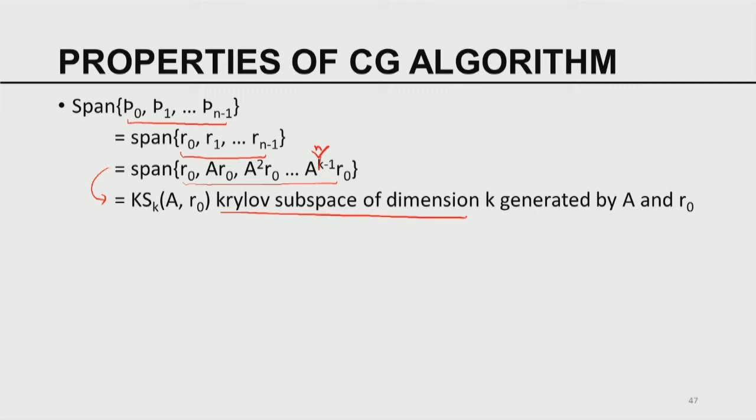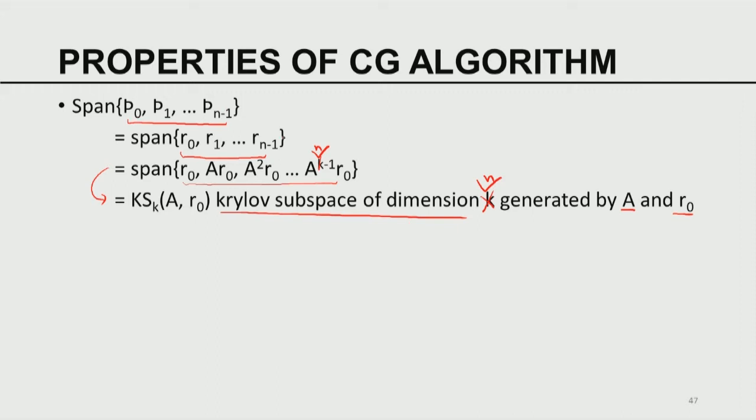This Krylov subspace of dimension N is generated by A and R naught. That means given a vector R naught and a matrix A, by successively multiplying R naught by A, A square, A to the power of N minus 1, I create different vectors. The span of these vectors is called the Krylov subspace. You can readily see the same space has different representations.